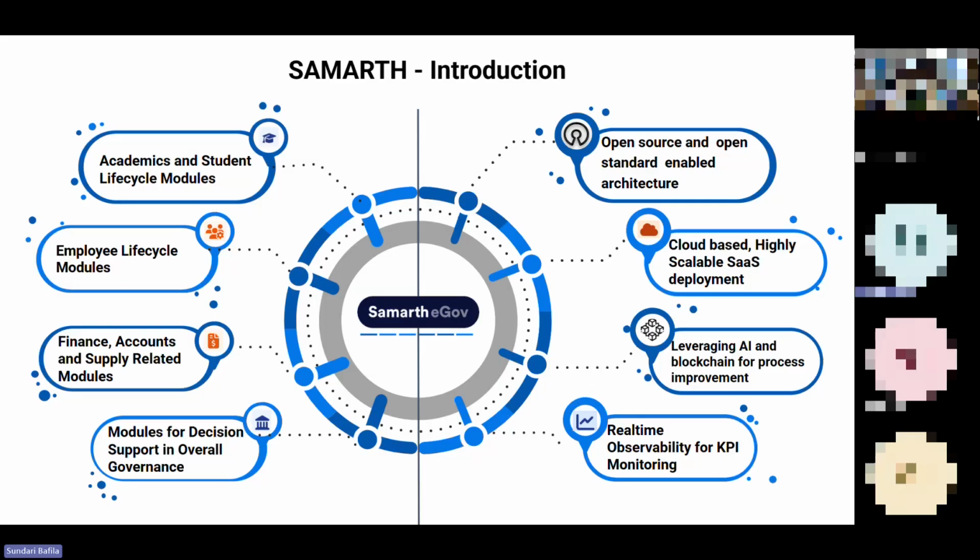Now, talking about the key features of Samarth, it is built on an open source system. It is a cloud-based platform and works as a SaaS, Software as a Service model, hosted on AWS cloud. Since Samarth follows a SaaS model, universities do not need to set up any heavy infrastructure. They only need a good internet connection and a computer system to start using Samarth. Some modules like admissions also use AI-based features to make the process faster and easier. The system also provides real-time tracking and KPI monitoring, which helps universities check their progress and make better decisions based on data.